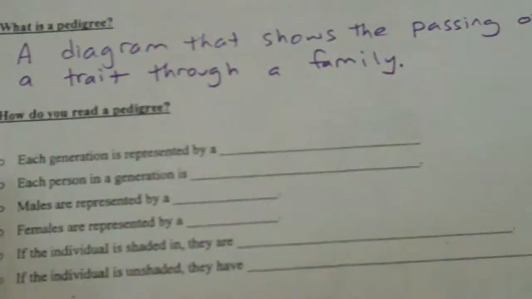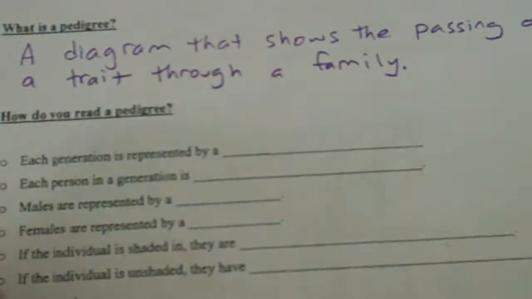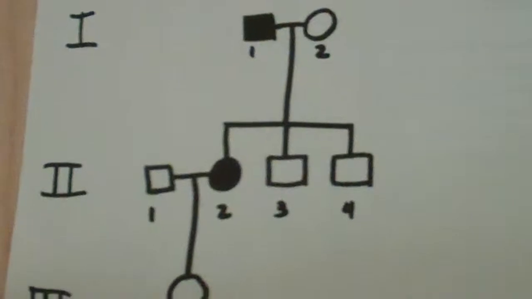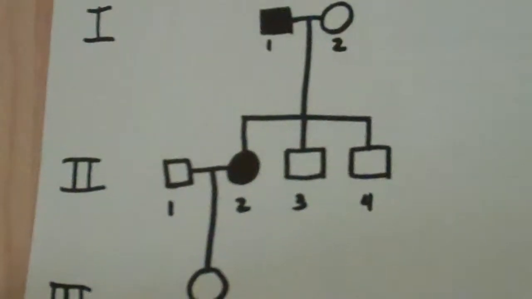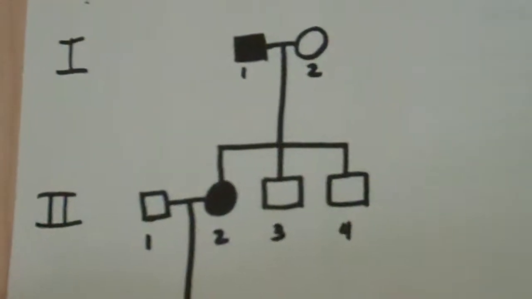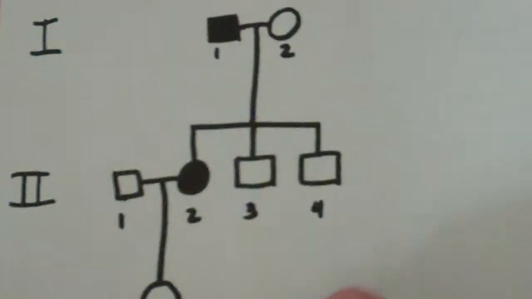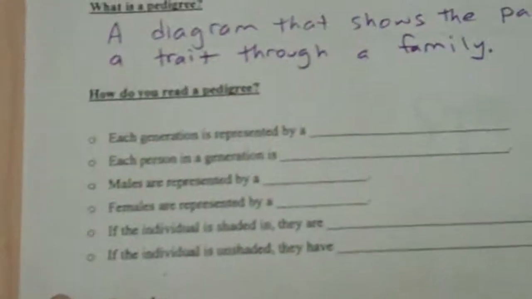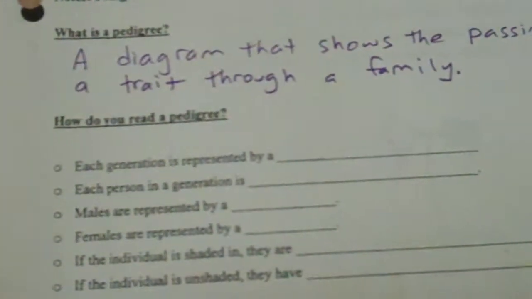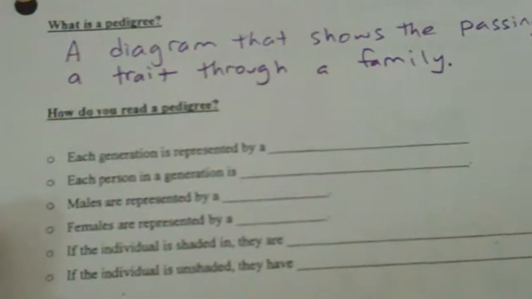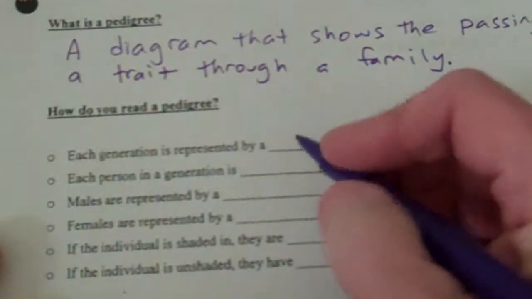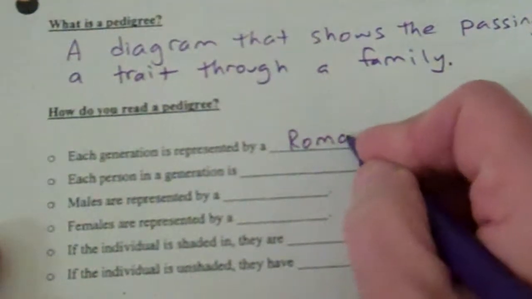And how do we read a pedigree? Well, let's look at one first. Flip your paper over. This is a pedigree. Notice you've got some Roman numerals, some regular Arabic numbers. You've got squares, circles, lines. That's a pedigree. Each generation on a pedigree is represented by a Roman numeral.